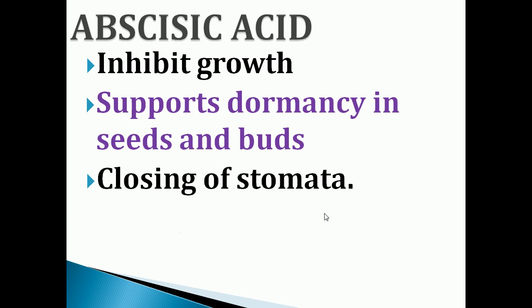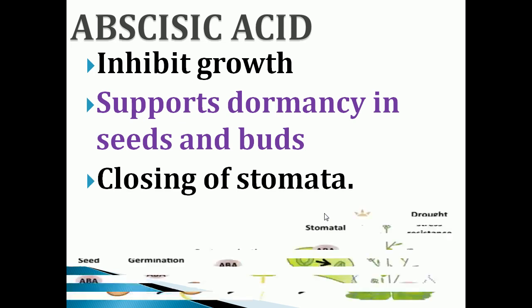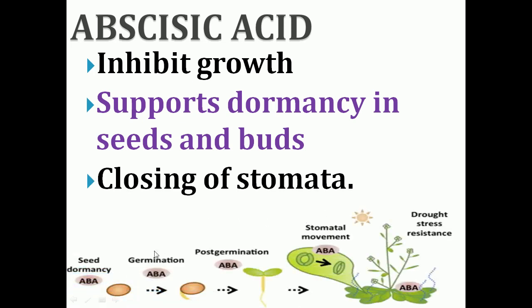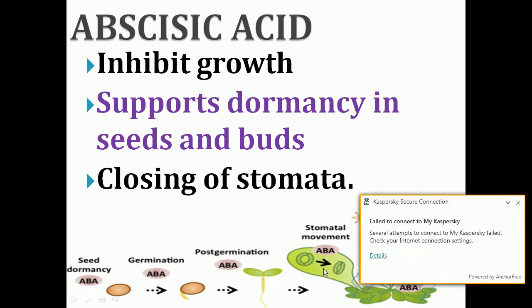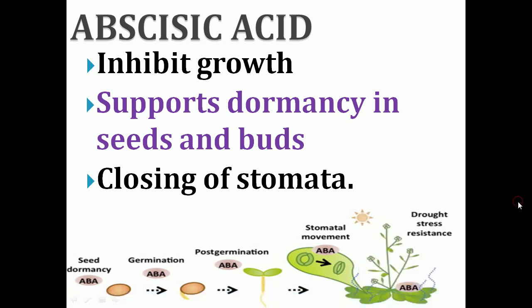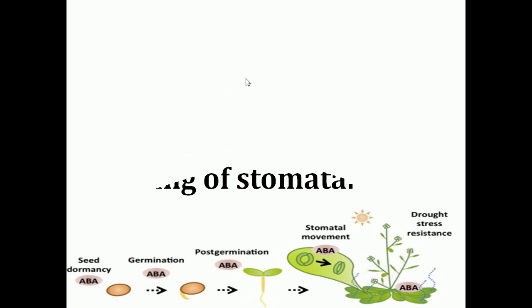It helps for the closing of stomata. So here you can see the function of abscisic acid. It helps for seed dormancy and germination, it helps for post germination, and it also helps for stomatal closing. So these are some of the functions of abscisic acid.